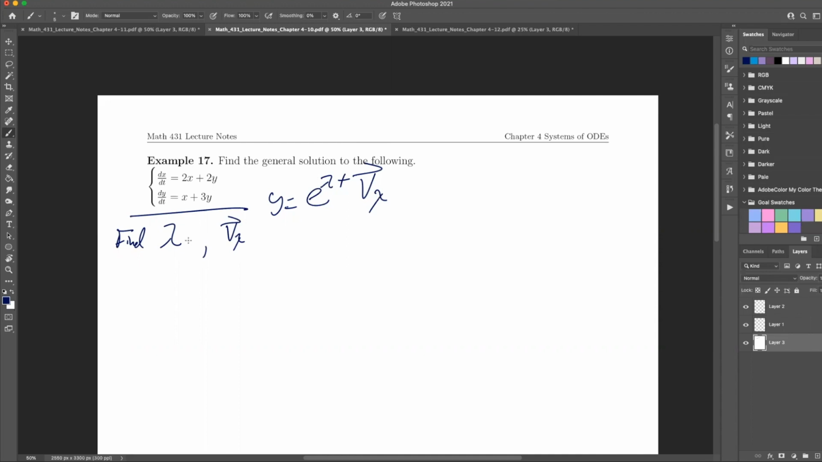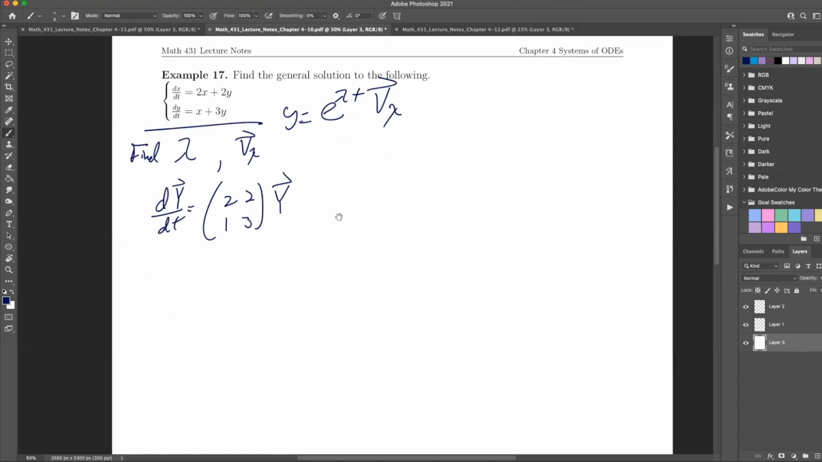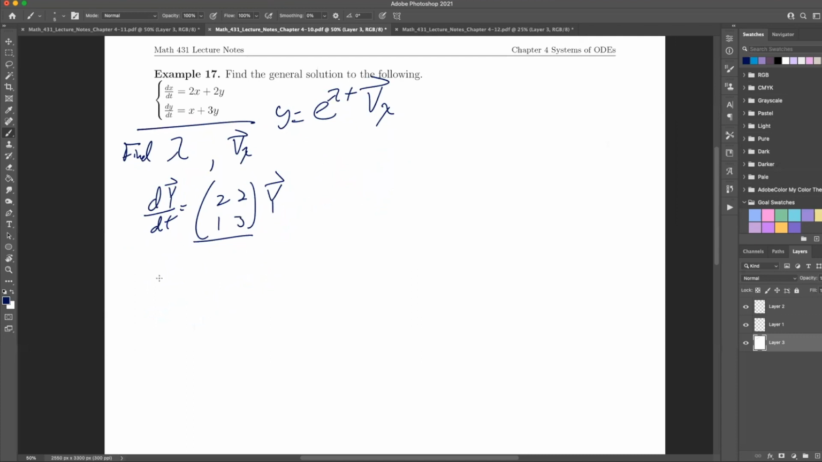And so in order to make this guess, let's convert this into a system. So here we're going to say dy/dt is equal to the matrix [2, 2; 1, 3] times y. And this is what we set up before. We're going to find the eigenvalues and eigenvectors for the system. So how are we going to do that? Let's first find the eigenvalues.